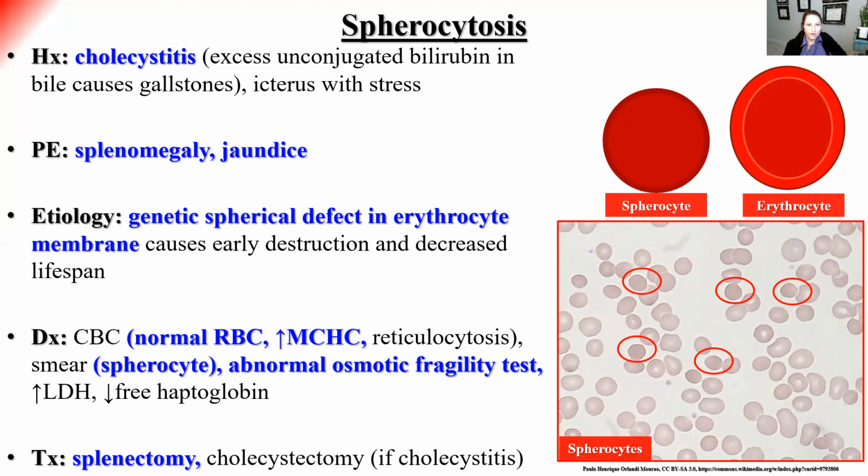Treatment for this, if it's very severe, can be a splenectomy, or taking out the organ that's chewing up these red blood cells. If they develop cholecystitis, you can do a cholecystectomy. So it depends on the severity of this. If they're developing splenomegaly, you can take it out. If it's not and it's mild, you don't really have to do anything.